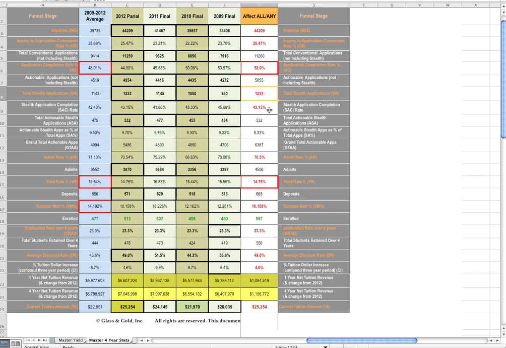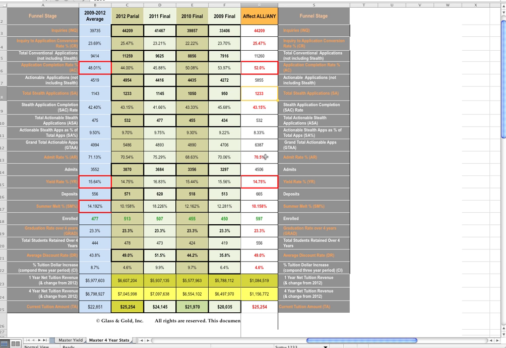The stealth application completion rate, interestingly, for this school, as we see on our 4-year average, is about 6 percentage points below conventional application completion rate, so it's very low. One strategy might be to look at stealth apps and how we can massage those a little bit better.